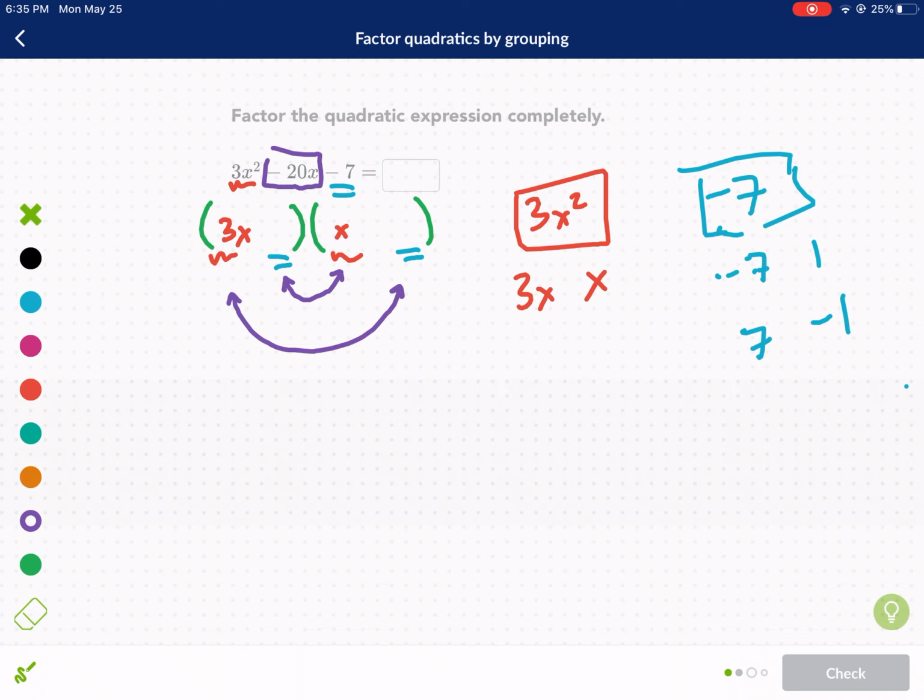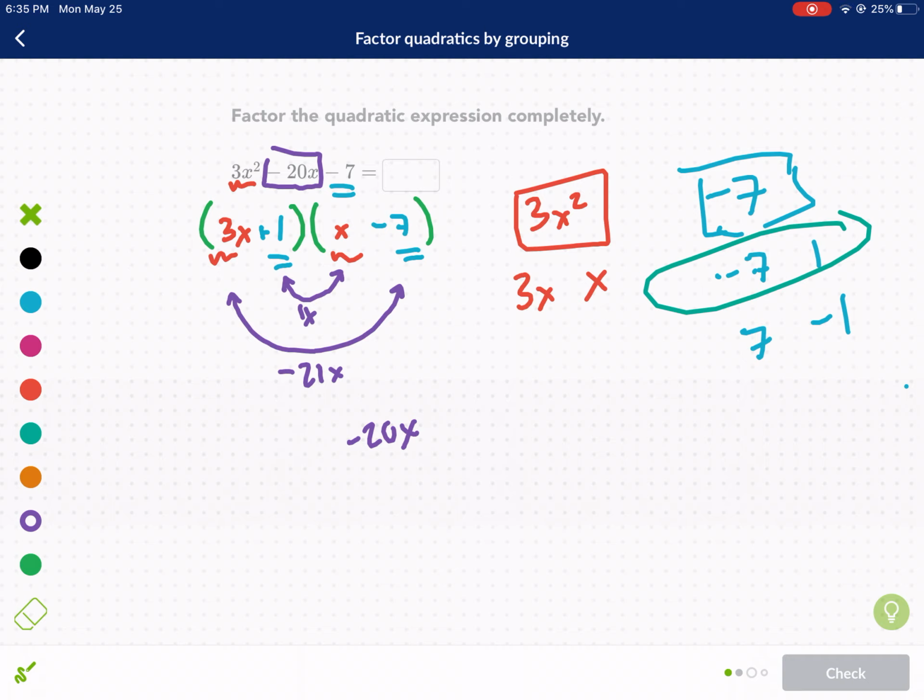So what can I multiply 3x by to get close to -20? Well, I can get really close by multiplying it by -7. So I'm going to write in -7 here. So that means I have to use these factors. So I'm going to use +1. Does that work? Well, I'm going to check my answer now. I get +1x for the inside terms. For the outside terms, I get -21x. And I add those together, and I get -20x. So that is indeed my combination.